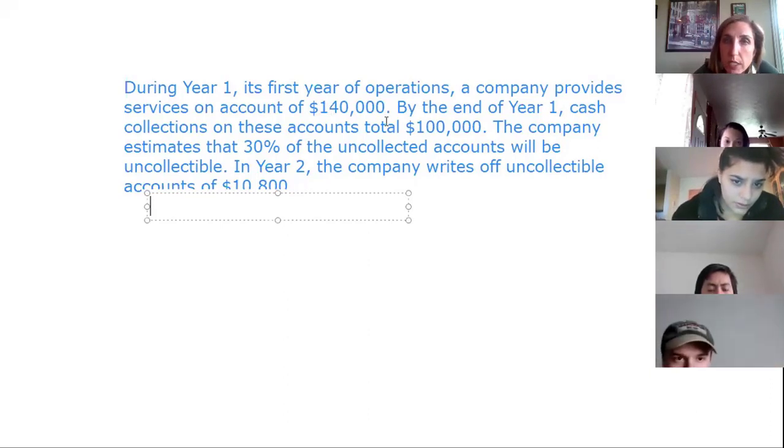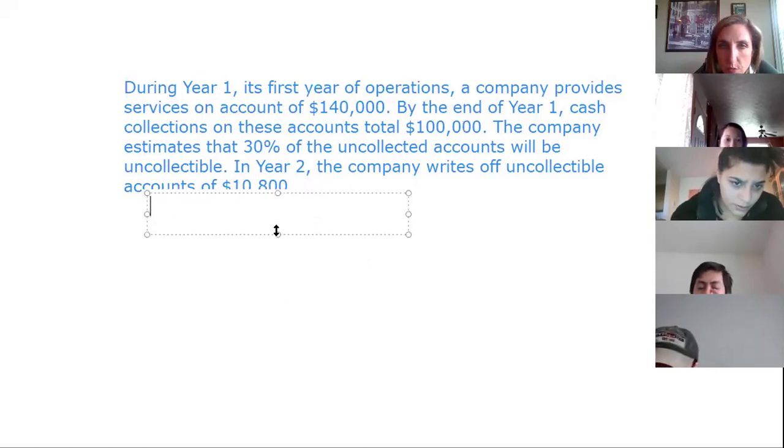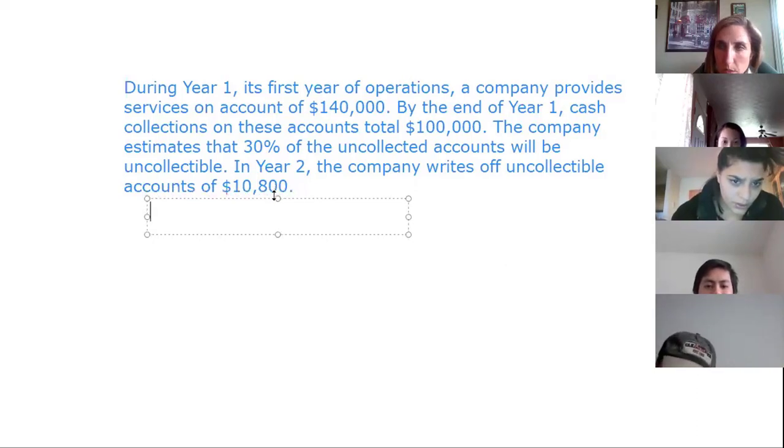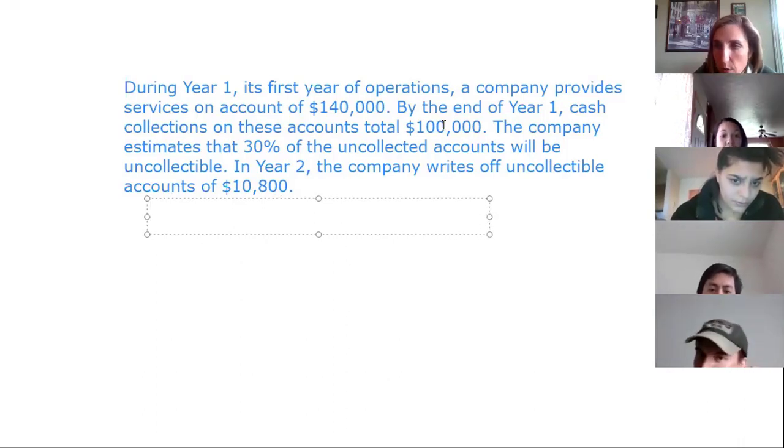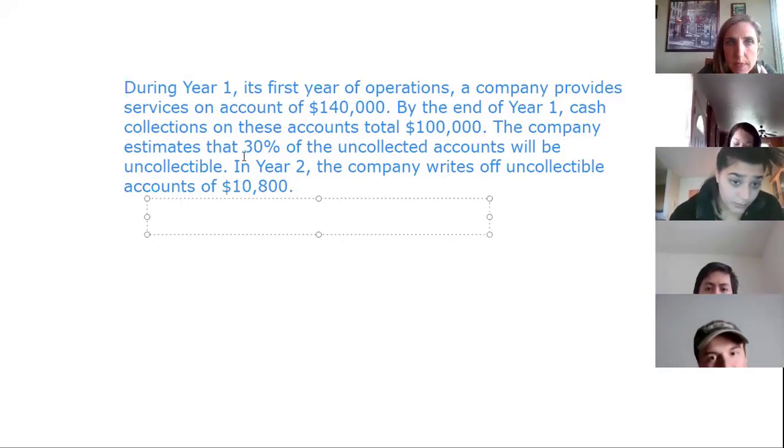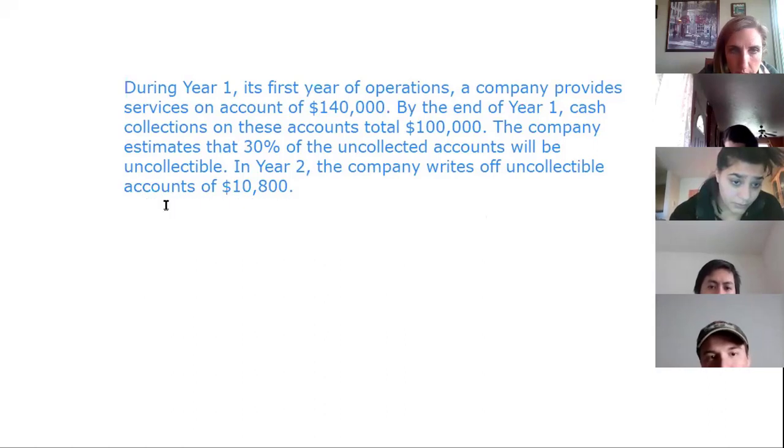But then we collected $100,000. So how much is really still owed in the accounts receivables? Do you know what the balance would be now in accounts receivables? $40,000. Good. Yes, 40,000. So we are saying then, first we have to figure that out. Look at your homework and figure out what's the balance in accounts receivables. We're saying they think 30% of that won't be collected.